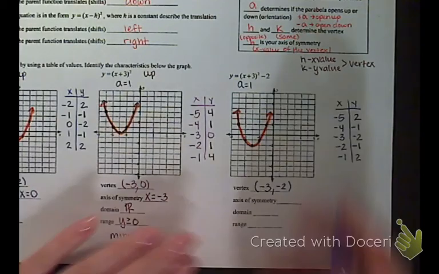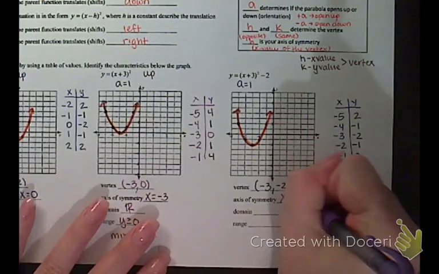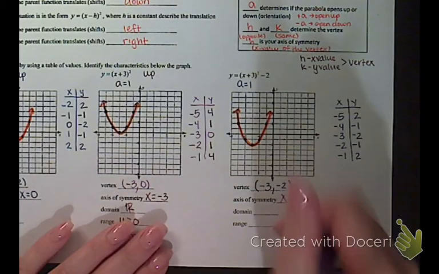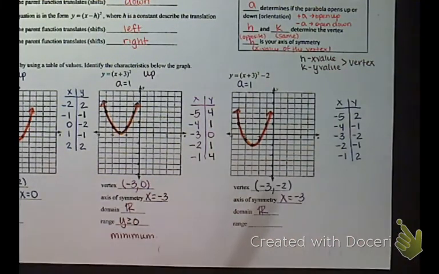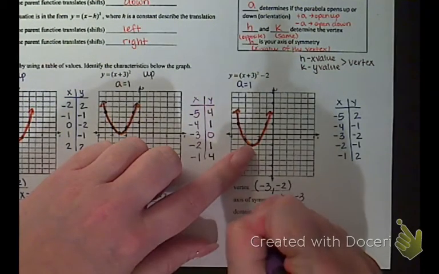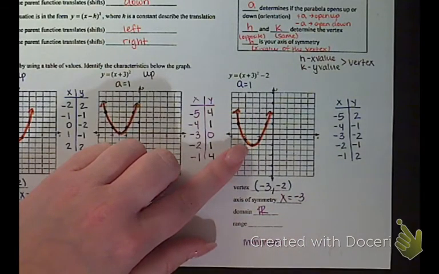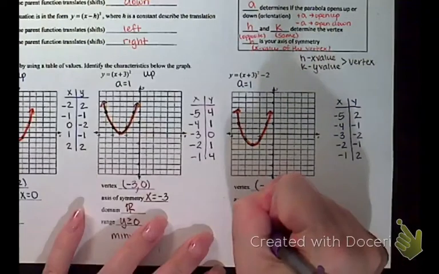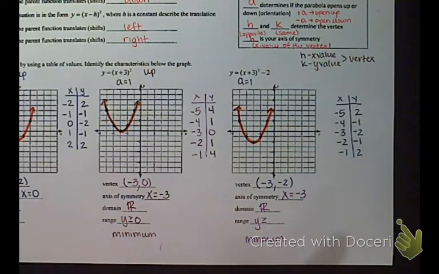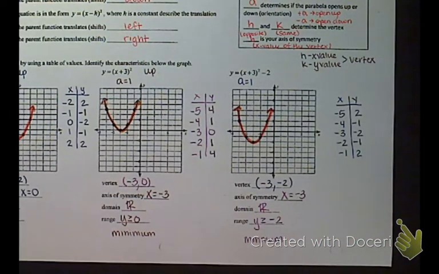Axis of symmetry is always x equals, and it's the x value of your vertex. Domain for all of these is always all real numbers. Range, again, I have a minimum. So everything is going to increase. So y is greater than or equal to, and again, it's always the y value of your vertex. And in this case, my lowest point is at -2.